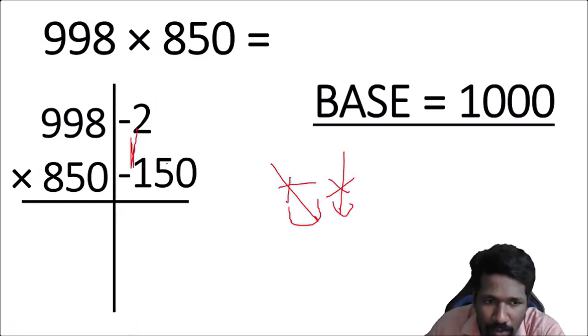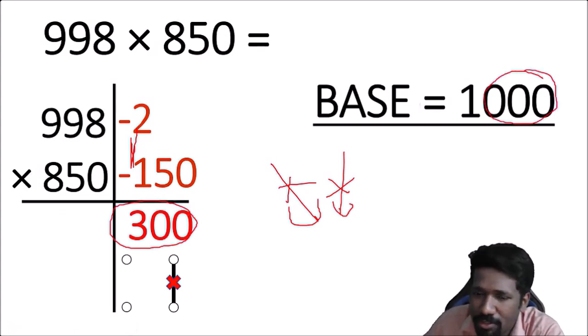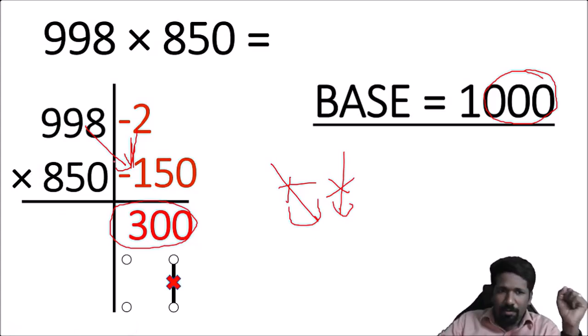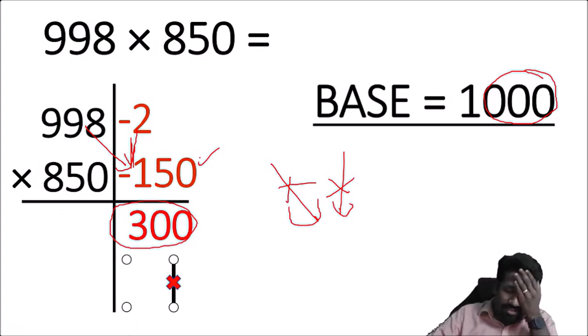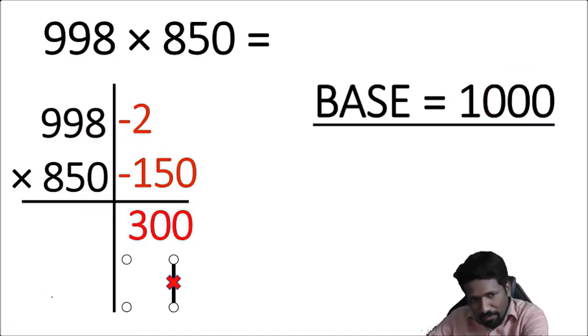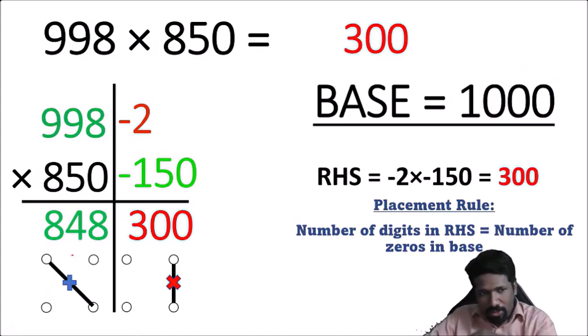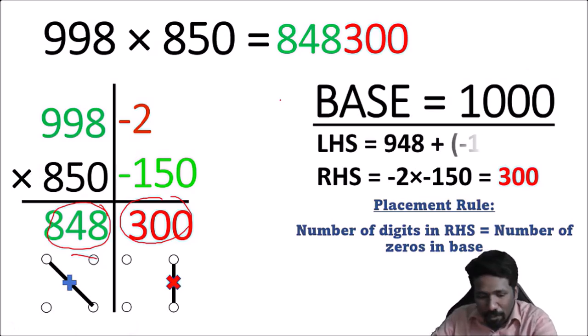Vertically multiply 2 and 150. That is 300. Are you supposed to write three digits? Yes, because there are three zeros in the base. So you don't have to do anything there. Then crosswise addition, 998 minus 150. 1000 minus 150 is 850. When I teach you addition and subtraction, I will teach you techniques like this, how to do subtraction faster. So 998 minus 150 is 848. That will be the left hand side of the answer. So 848 left hand side, 300 right hand side, and that is the final answer, 848300.